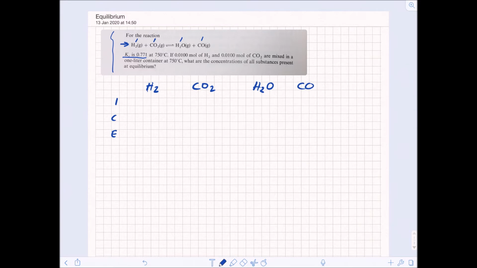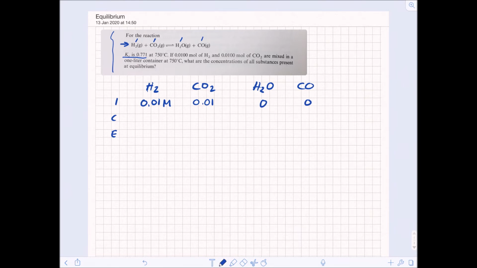And initially, as it was given in the problem, we have 0.01 molar, mole per liter really, of hydrogen. We have 0.01 mole of carbon dioxide. That's what we put in this 1 liter container. And at the very start of this reaction, we have 0 water and 0 molar carbon monoxide.